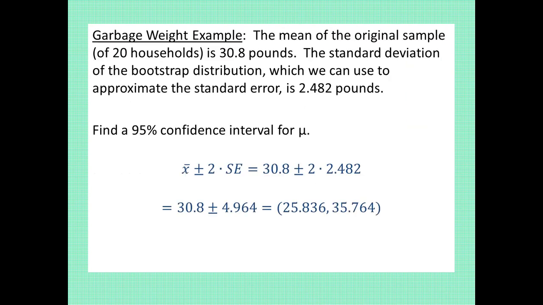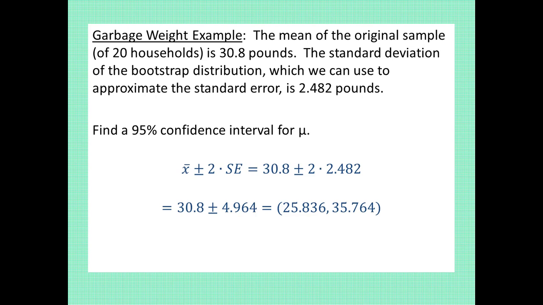For a 95% confidence interval, that's where we can compute the margin of error as 2 times the standard error. So at this point, it's just substituting in and simplifying. Say, okay, 30.8 is our point estimate, 2.482 is the standard error, and then it's a couple of algebraic steps and we're done. The most important thing right now is getting the X bar and the standard error estimate correct.